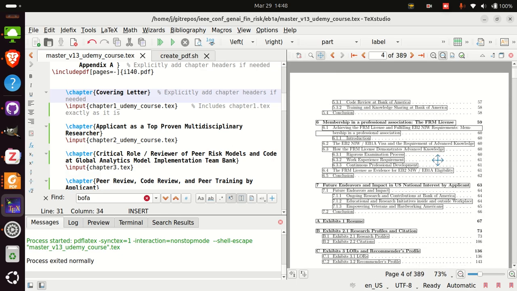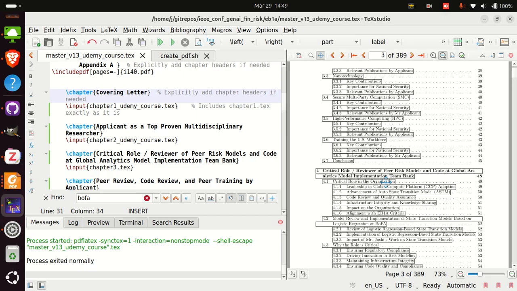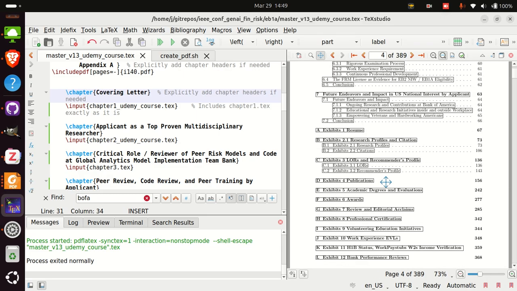Then you have professional membership if you have any, like FRM, CFA, CPA, or any kind of licenses that you hold. In tech, it would be like maybe Amazon or something, but something that requires you to pass an exam and have work experience and then get selected. Then you have future endeavor, the details about what you want to do and how you want to implement your endeavor. So these are the main chapters of your EB2 NIW application, and then you have the exhibits.